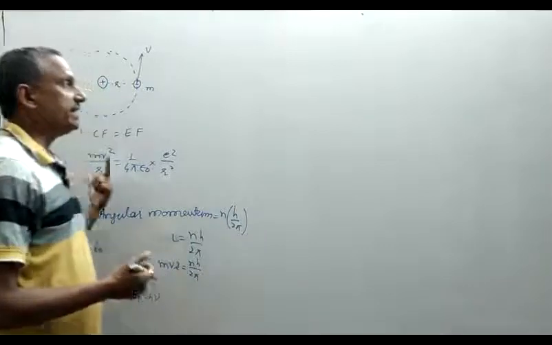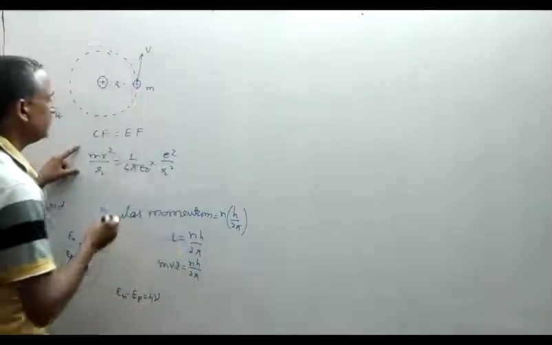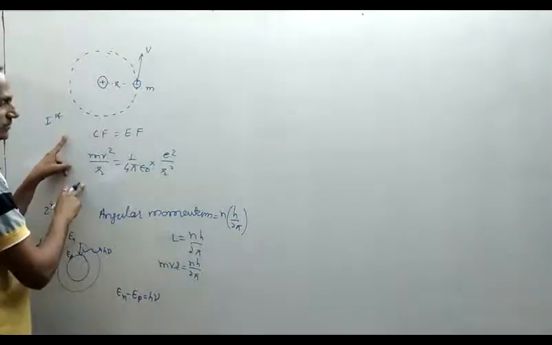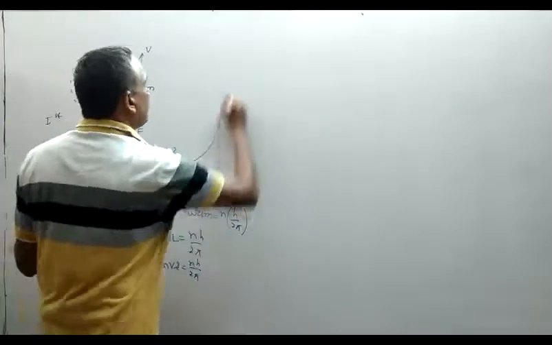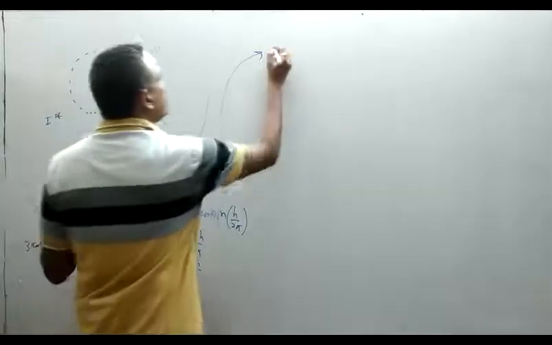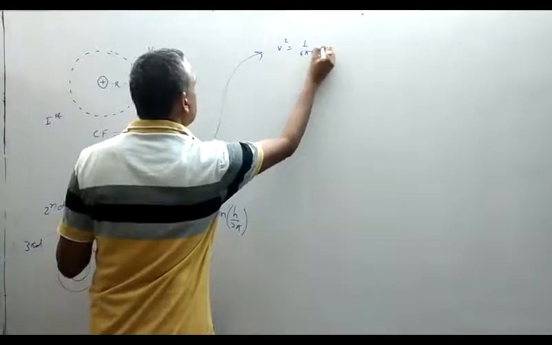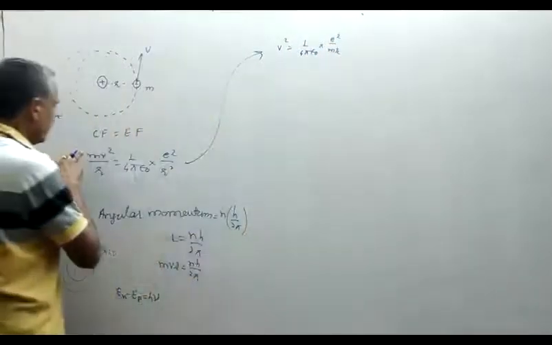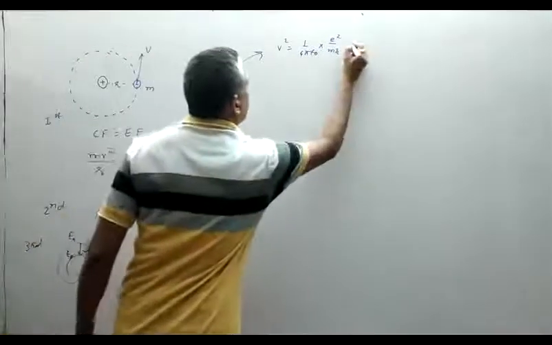So what is the radius of an electron in the nth Bohr orbit? We know the first postulate. According to this first postulate, this is the formula. So we can write here, this formula becomes, r cancels. The remaining terms are v square is equal to 1 upon 4 pi epsilon 0 multiplied by e square upon mr. So here m is transferred. Therefore this is equation number 1.